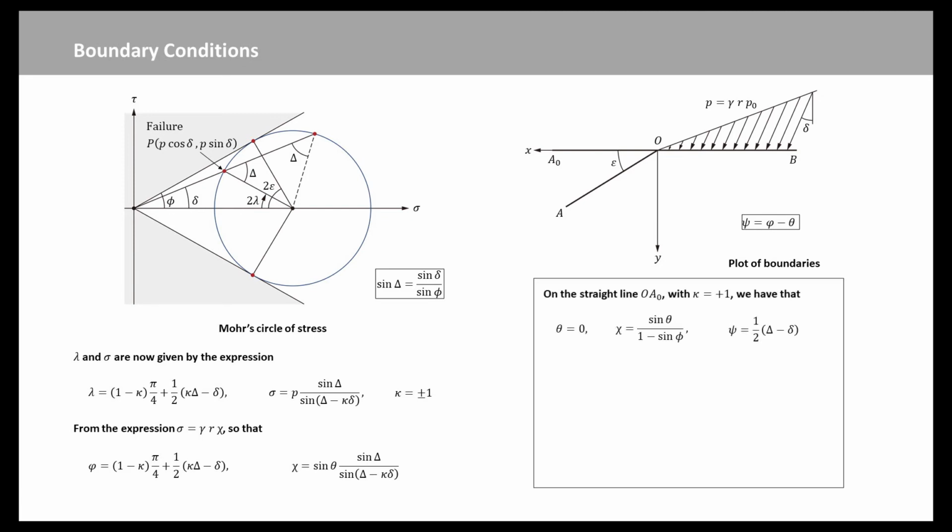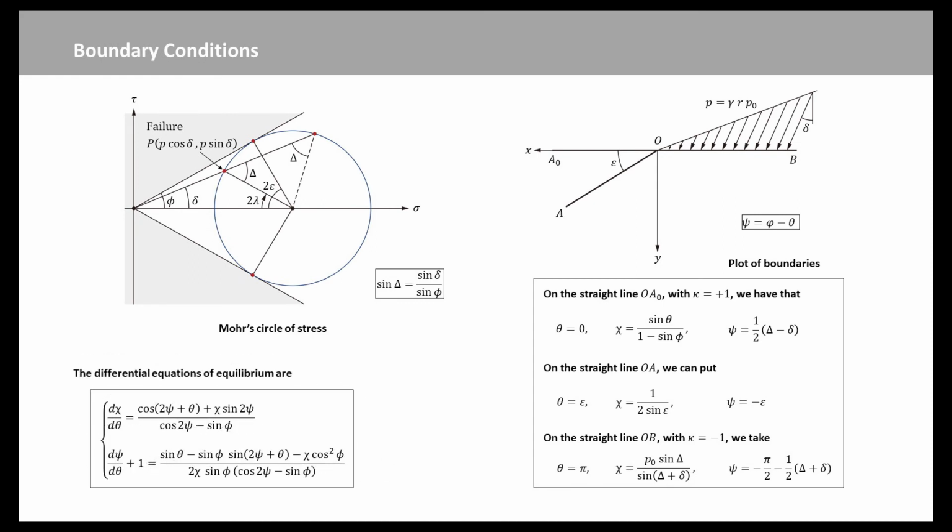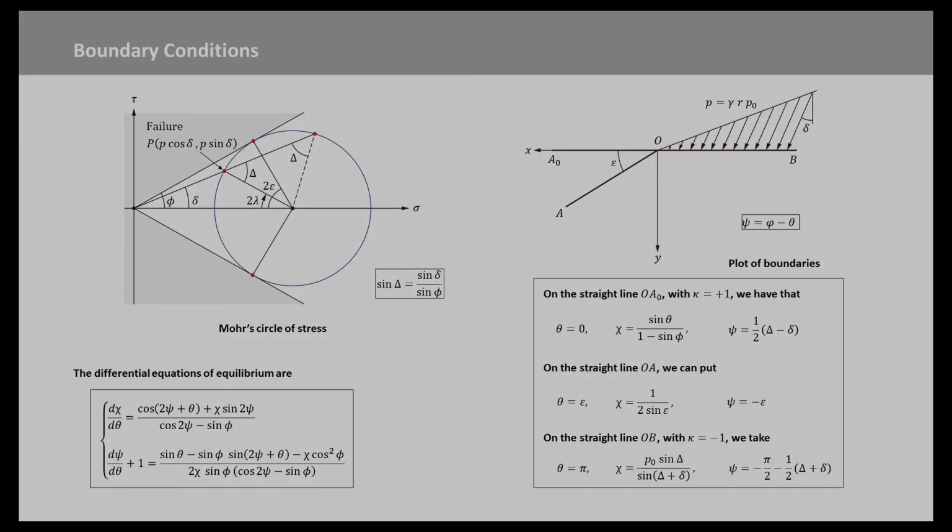In the region AOOA, with kappa equal to positive 1, we have these equations. On the straight line OA, we can input these boundary conditions. On the straight line OB, with kappa equal to negative 1, we take these boundary conditions. In the region AOB, we must find the solution to the previous differential equations of equilibrium, which satisfies the boundary conditions on the straight lines OA and OB.